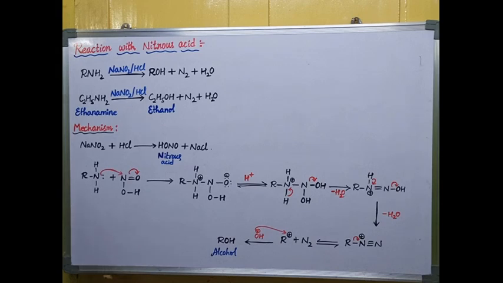The primary amine reacts with nitrous acid and produces alcohol along with nitrogen gas and water as byproducts. Here I am taking ethanamine, which is a primary amine. It is reacting with nitrous acid and producing ethanol along with nitrogen gas and water as byproducts. Now let us see the mechanism.